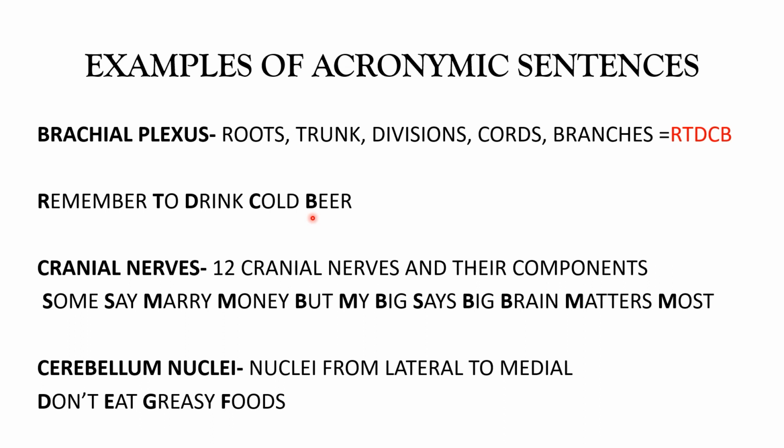Another example is the cranial nerves. You need to know the 12 cranial nerves and in that particular order. Some of the cranial nerves have motor components, others have sensory components, others have mixed components, that is both sensory and motor. It's very difficult remembering all these fine details because the nerves are 12. So this is what they use: Some say marry money, but my big brother says big brain matters most.